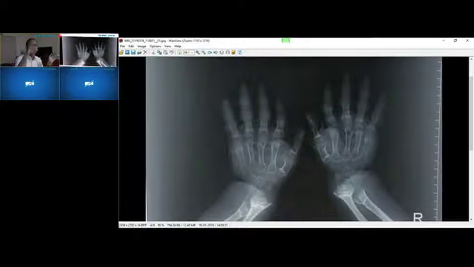And when you see pointing of the base, now let me look at the right hand. The fourth metacarpal is the classic one here. Right hand, fourth metacarpal base, yeah. That's the one which is classically pointing. And when you see something like that, you see it elsewhere in different forms.